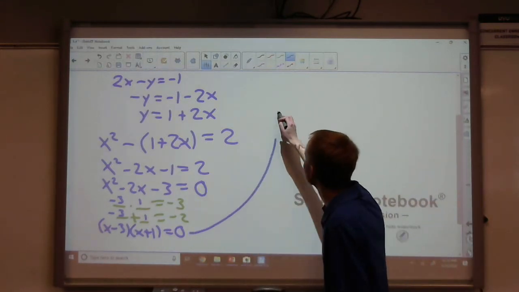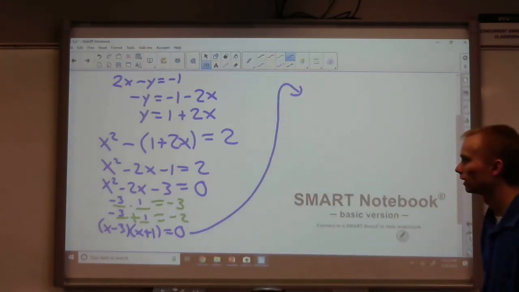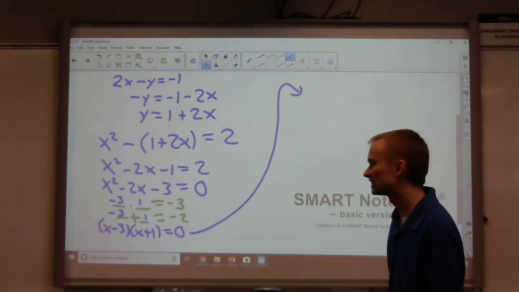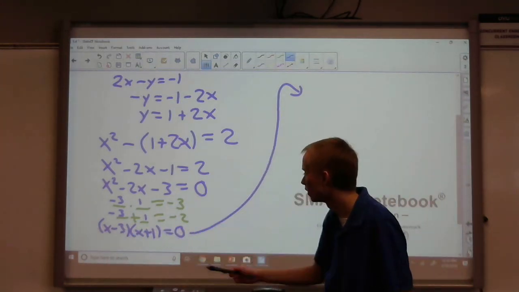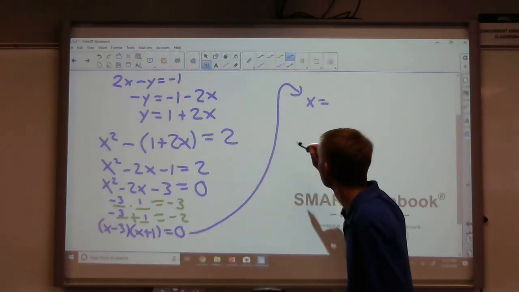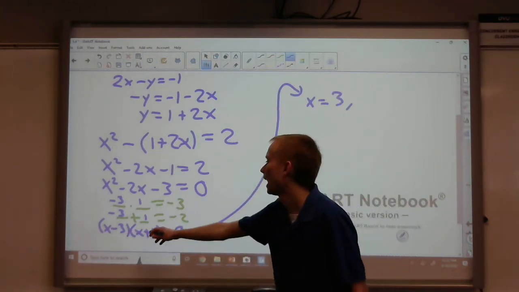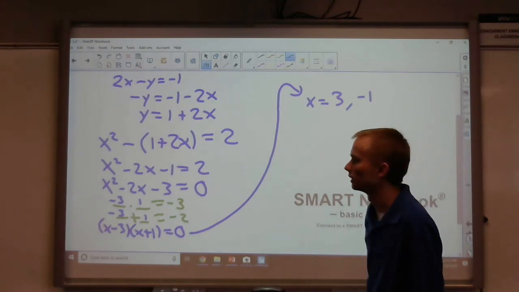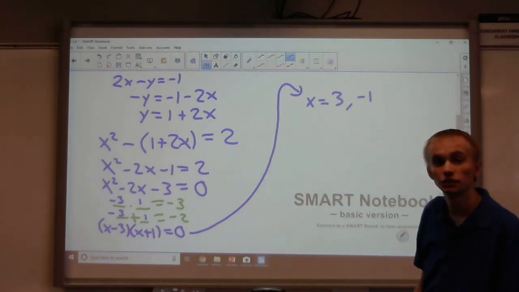I'm gonna maybe scroll up here. So what does that mean x has to be? We just flip those signs and we get x is +3 and -1. Okay, so those are my values for x.